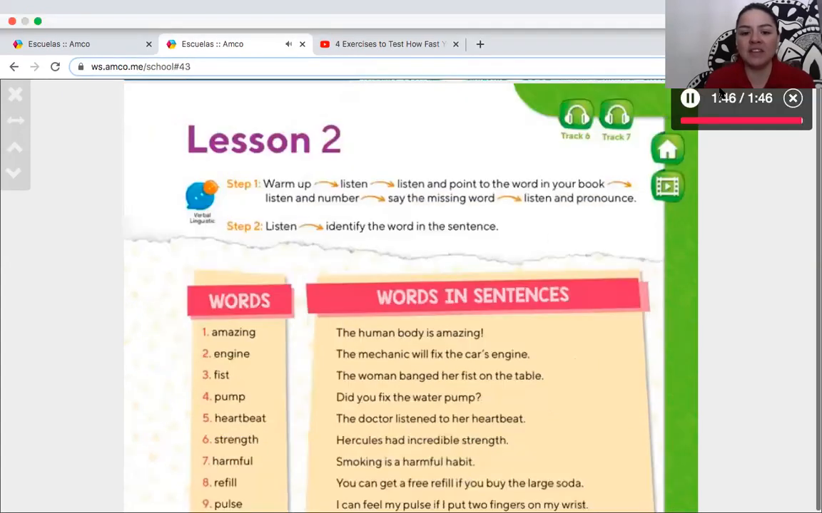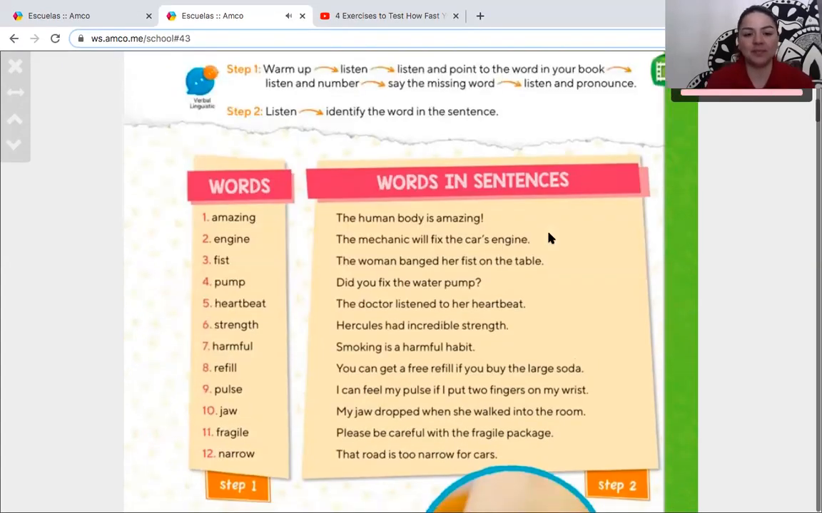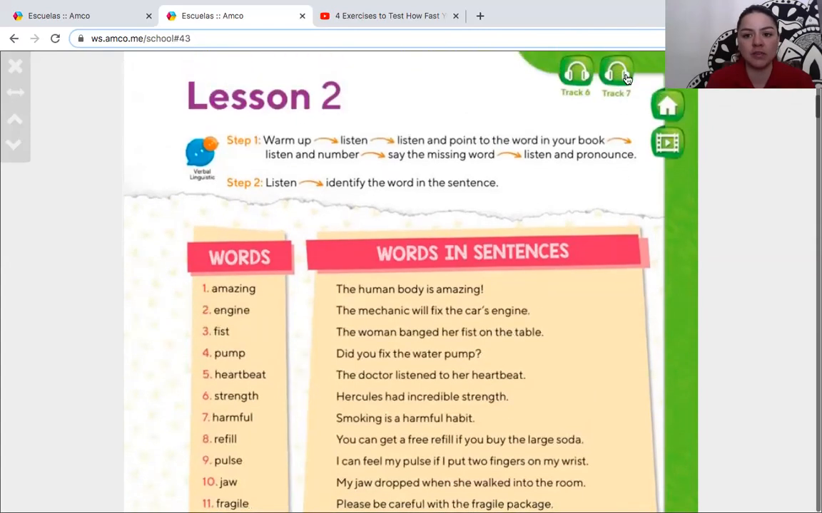Okay, who can tell me the missing word? Edgar, Alberto, Yaretsi, Mauricio, who can tell me? Yes, the missing word is fist, number 3. Okay, now let's listen to our sentences and repeat. Remember that you must repeat.